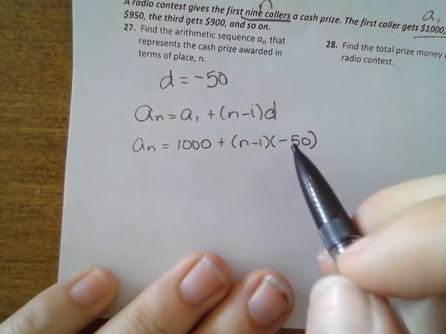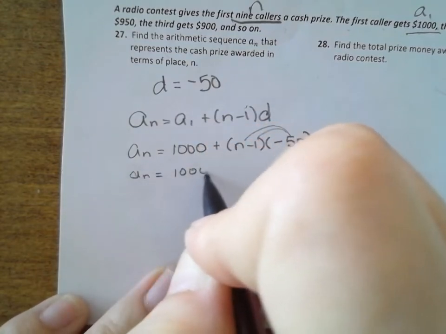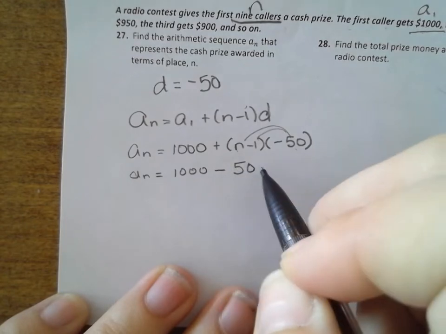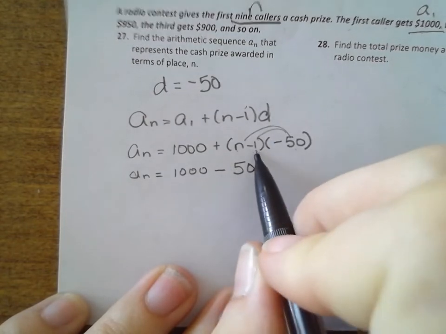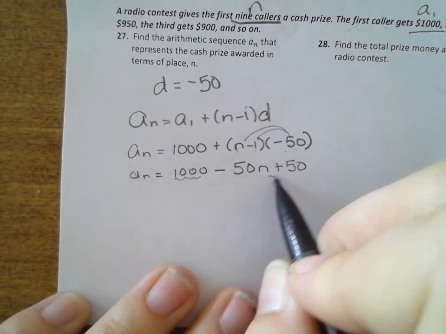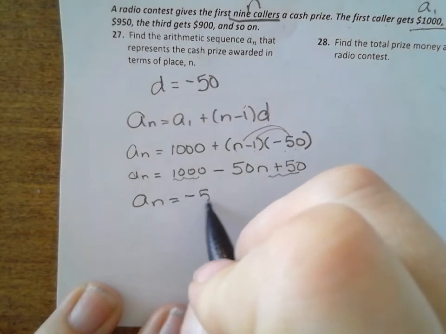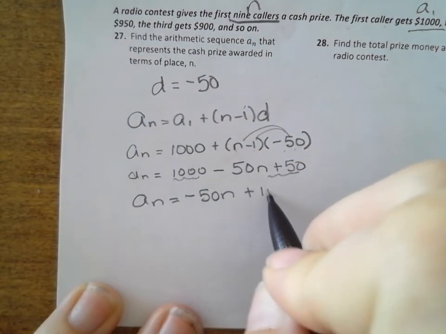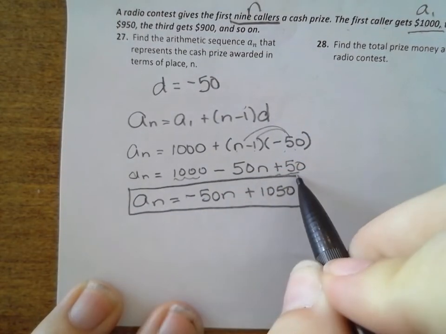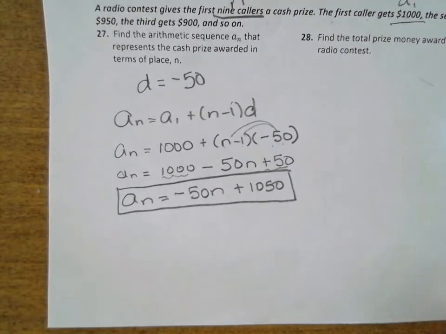So here, distribute. A sub n is equal to 1,000. If I distribute that, that's going to give me minus 50n. And a negative 1 times a negative 50 gives me a positive 50. Combine these like terms here. And my general A sub n formula is negative 50n plus 1,050. That's all I'm looking for when I'm asking you to find the arithmetic sequence A sub n. You don't know what n is, so just leave n alone.